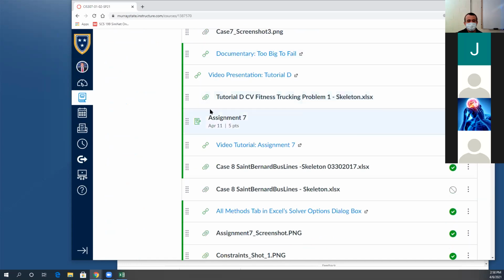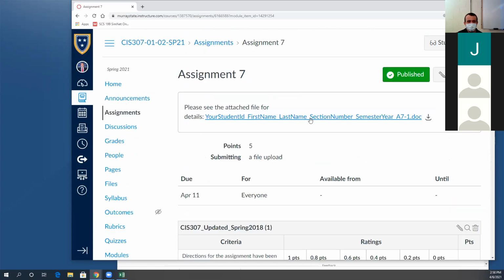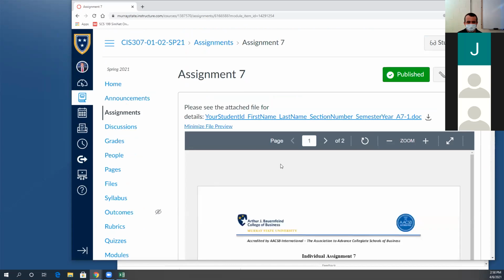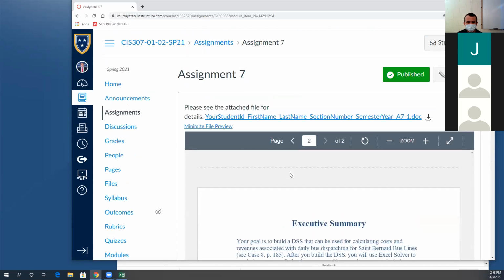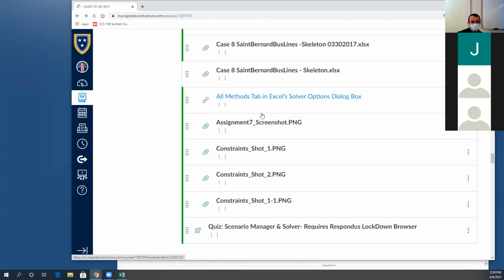Make sure you read about the case. It's called St. Bernard Bus Company, something like that. So it's based on case 8 from your textbook. It's called St. Bernard Bus Line. So make sure you read the case prior to our next class, because I'm not going to spend time giving you an overview. We need to work on the model itself. And also make sure you have the skeleton file open and ready to go.